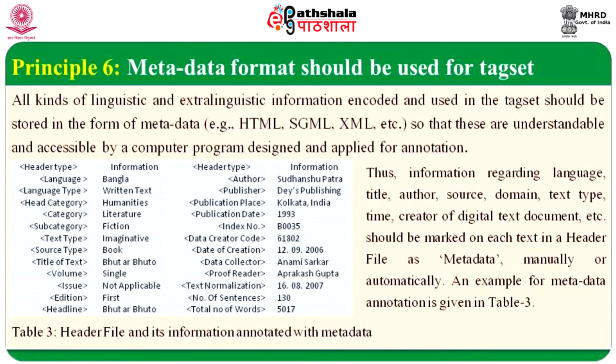And then the other important header types are the name of the language, what type of text is used, written or oral, what's the head category, it's humanities, category literature, fiction, text type is imaginative, source type is a book, etc. All this information should also be part of the metadata.